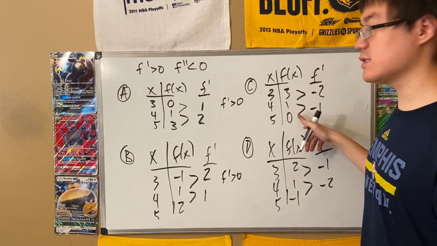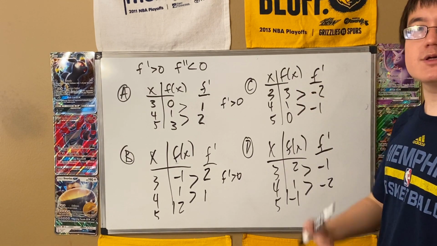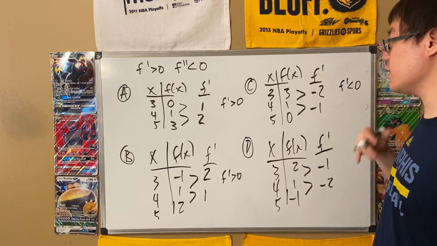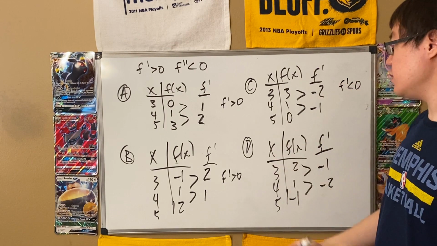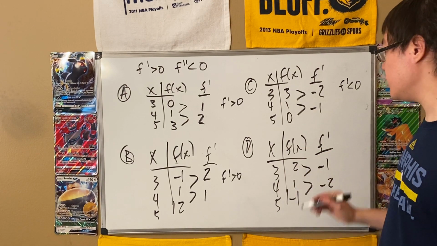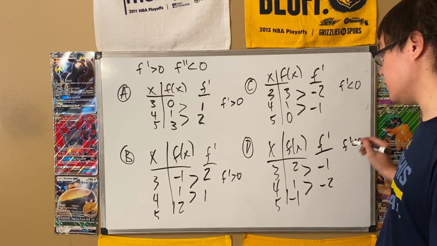Here, the f column is decreasing, 3, 1, and 0. The rule is f is decreasing when f prime is negative. I like to recite my rules before I go to sleep so that I know them very, very well, and that's one of them. F is decreasing, 2, 1, negative 1. That means that f prime is negative.